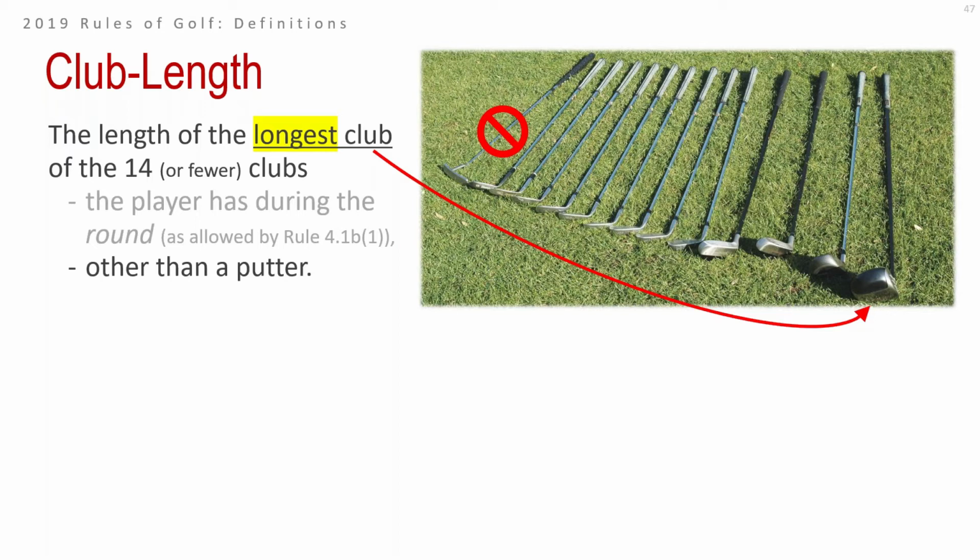One note: if you are taking relief, you're entitled to that relief of the longest club in your bag. If you've got a wedge and you're just measuring with your wedge to get clear of an obstruction, you still have all the room that your driver would have given you as well.